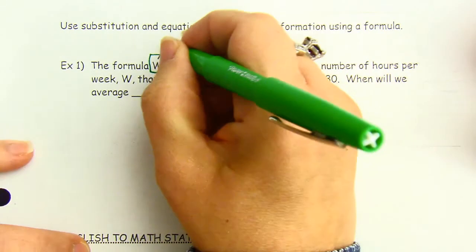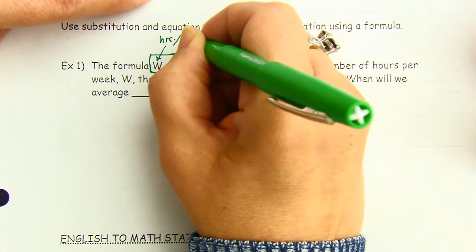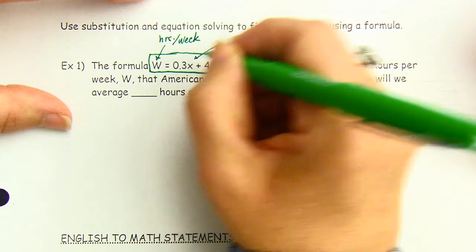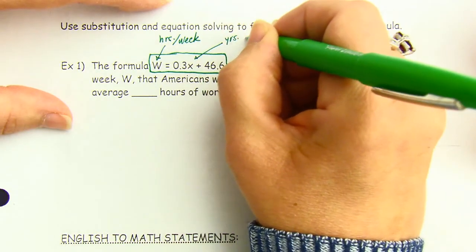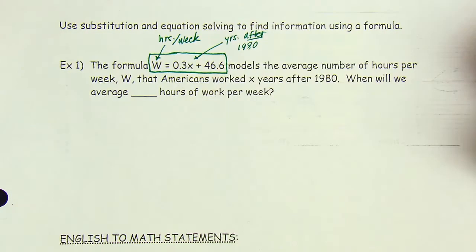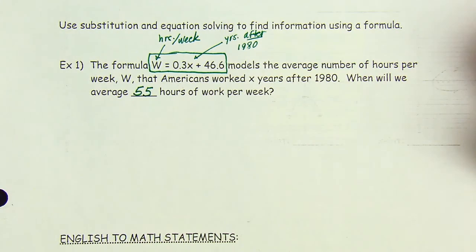So this is hours per week. That's what W means. It models the average number of hours per week, W, that Americans worked X years after 1980. So X is the years after 1980. When will we average 55 hours of work per week? So the question is when.